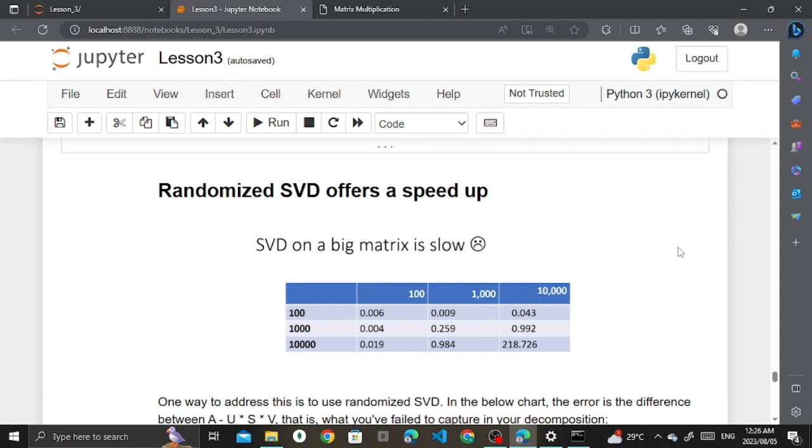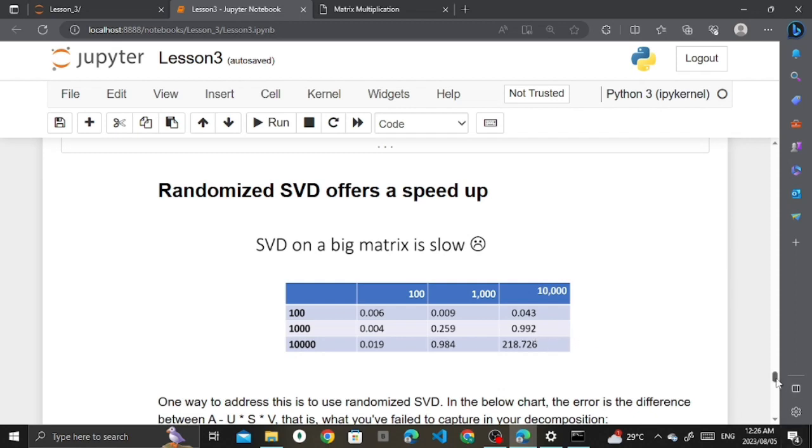Running SVD on a big matrix is really slow. This is from PyBay two years ago. I ran some timing tests for the speed of running SVD. This column is in seconds. Here, a 10,000 by 10,000 matrix is just so slow. It's not something you really want to do. You want to address it another way, and this is randomized SVD.